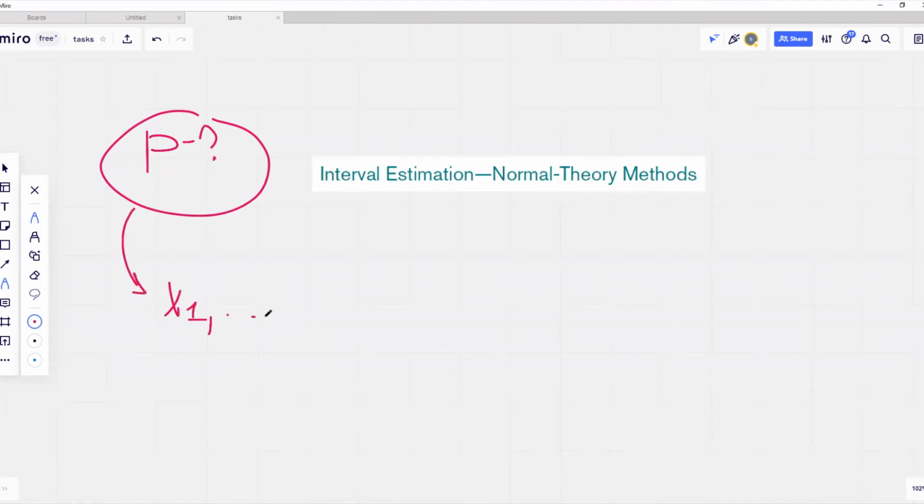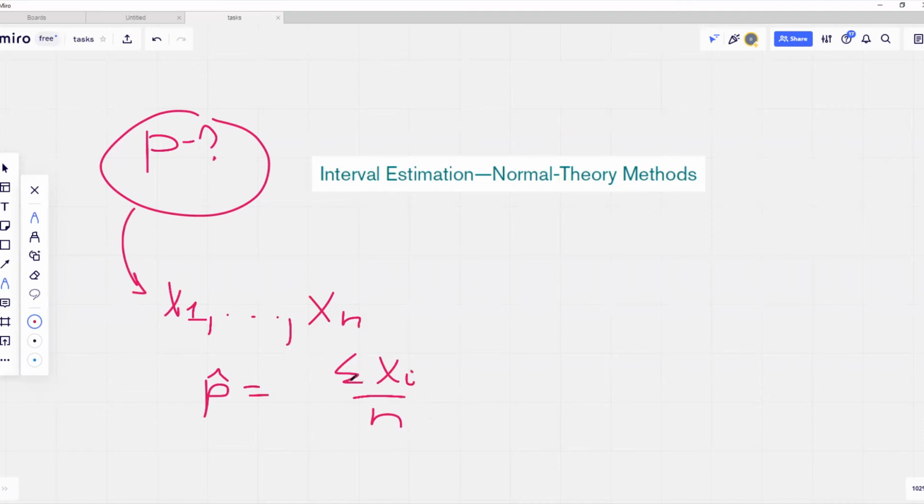our sample. Those are the xi's. Sample size is equal to n. These xi's are Bernoulli random variables. Then our estimator p hat was equal to the average of these, so the sum of those xi's divided by n.